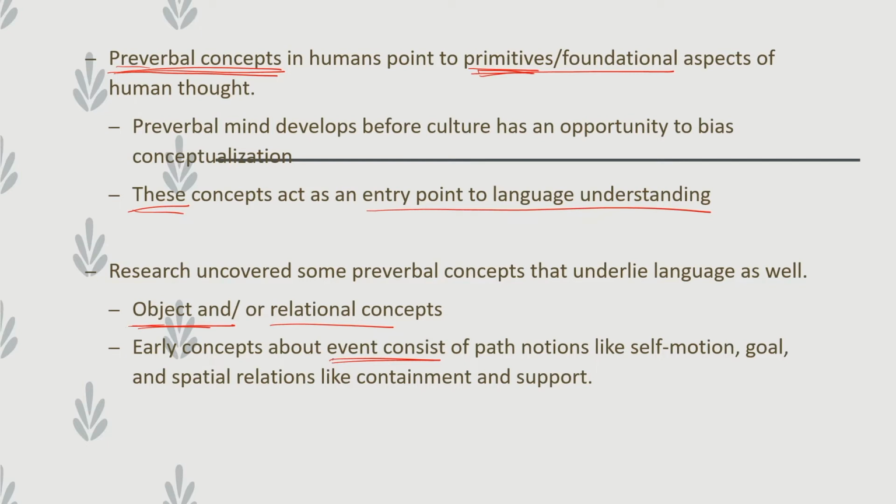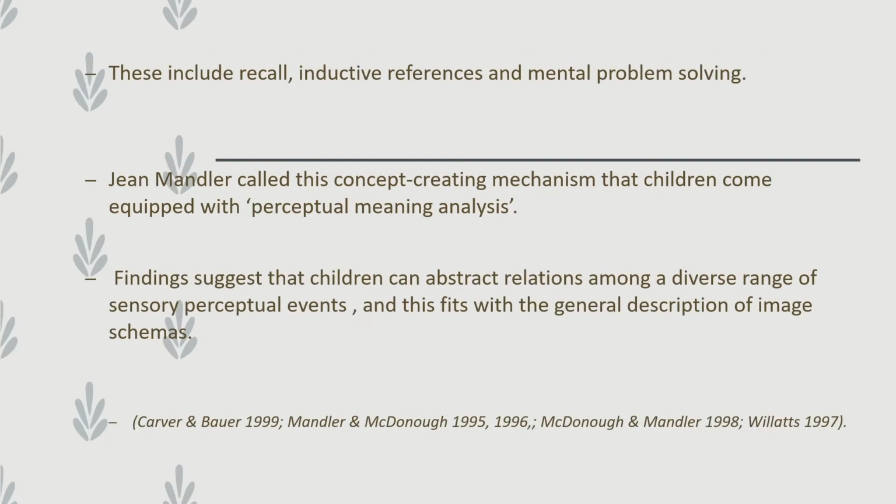Similarly, early concepts about events are also there. So, what does that consist of? Event notions consist of path notions like self motion, goal, and also of course, spatial relations like containment and support. All these things, as you might easily understand, point to the image schematic nature of abstraction from various recurring patterns as to how we look at it. So, these are very fundamental understandings: containment, support, motion in terms of path and goal. These have been found to be present in very small children, at pre-verbal stages.